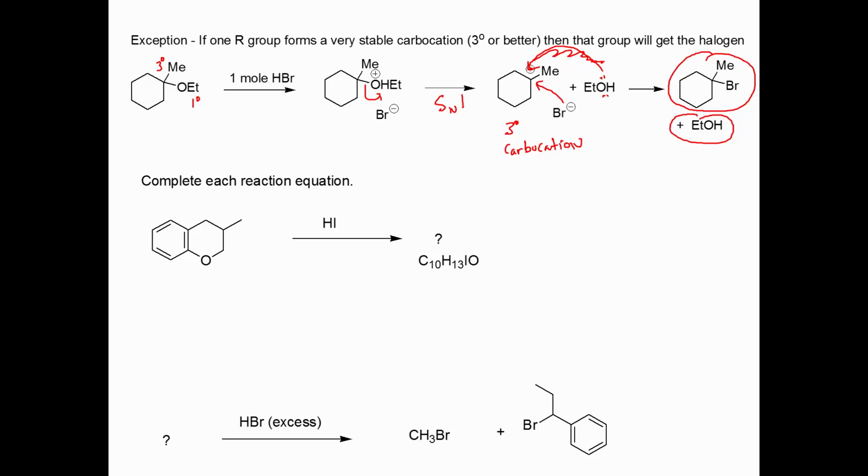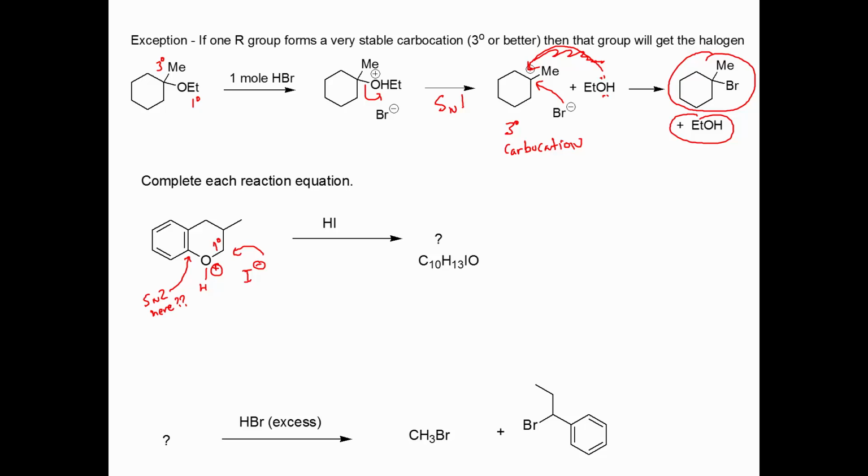Okay, so in this one here, we're going to work on a couple problems. What's the product from each of these reactions? All right, so we're going to treat this one with HI. Okay, so the protonation is going to occur. We have to now think about what's better, SN2 at a primary carbon or SN2 at a benzene ring.